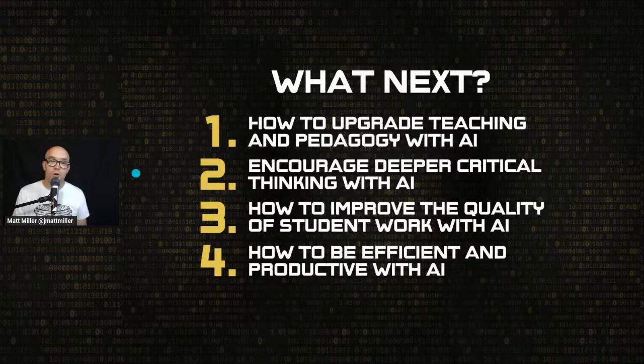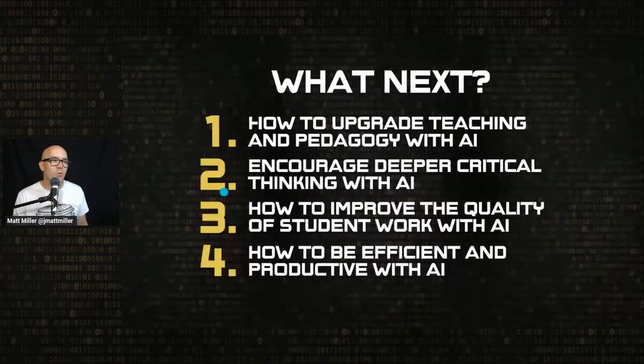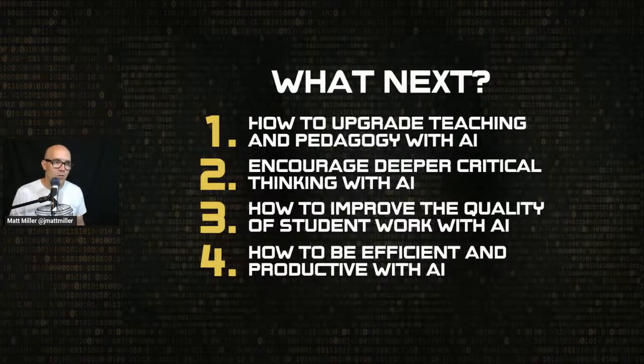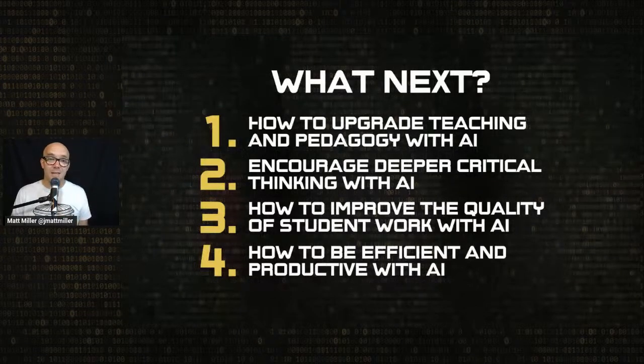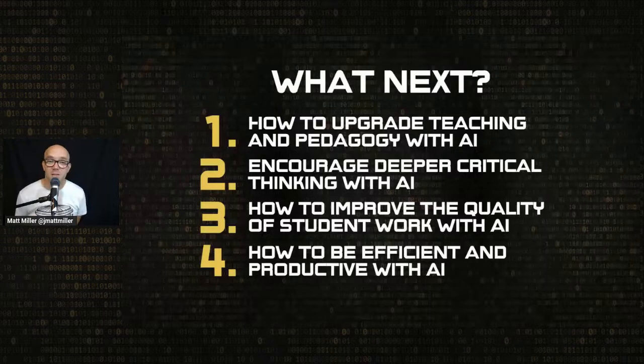Number 2 was to encourage deeper critical thinking with AI. Those all, in some ways, kind of go together. And then even number 3, how to improve the quality of student work with AI. And then we've got efficient and productive with AI in there also. So I'm going to put my brain on that and try to come up with some stuff. And then, of course, if you have any suggestions or ideas related to any of these, just hit reply to any of the emails that you get from me and tell me what your idea is, and I'll be able to shout you out in some of the resources that we create.